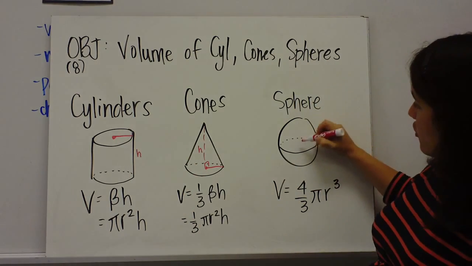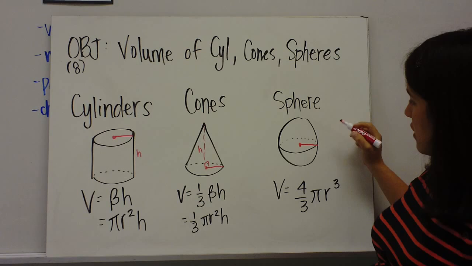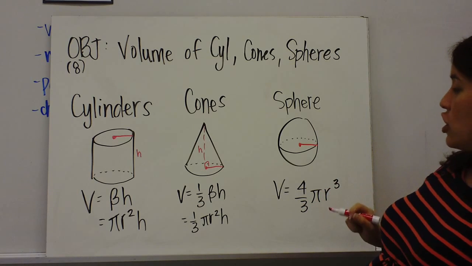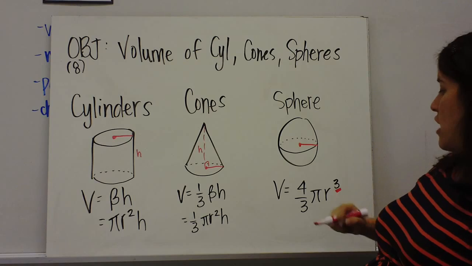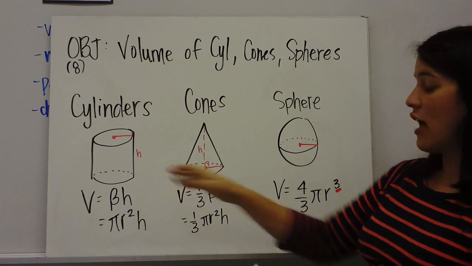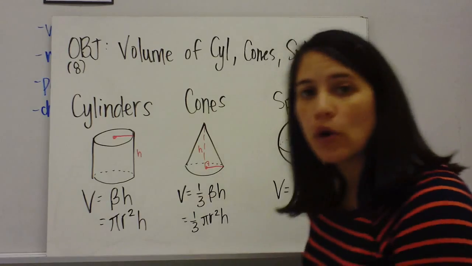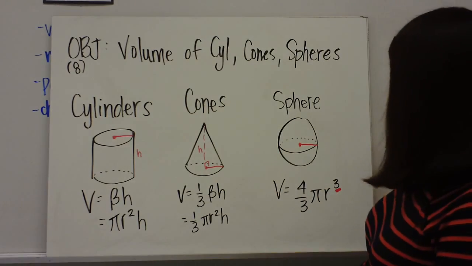And then in a sphere, you're going to need the radius. And here's the formula, 4/3 pi r cubed. Make sure you see that cubed. And again, you're going to have all the formulas, so as you're working out problems, you'll have the formulas either on the board or on the test or something like that.